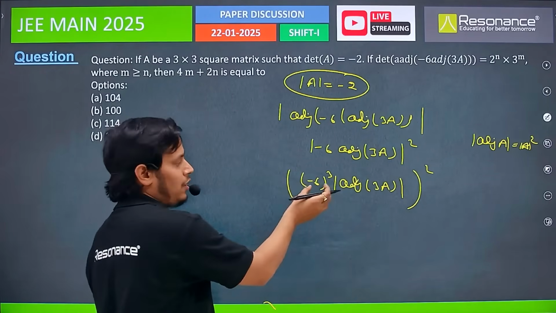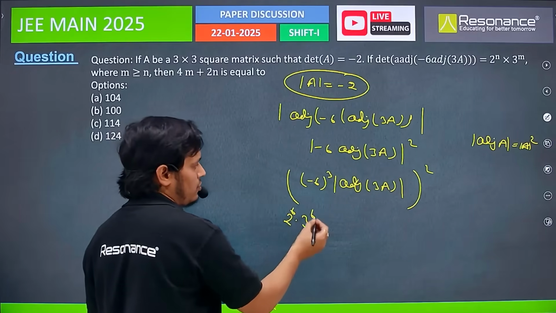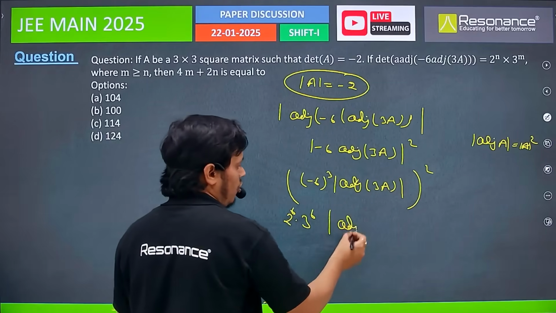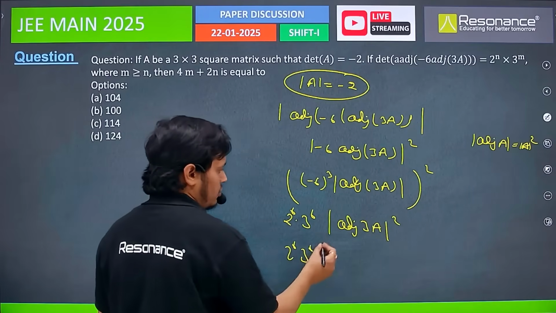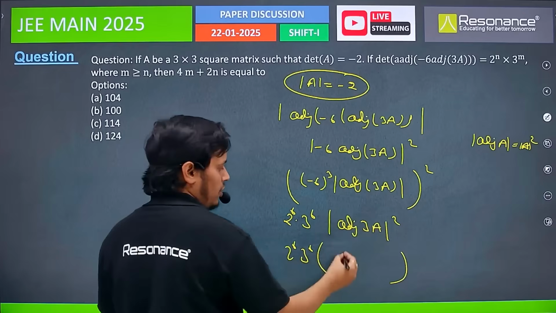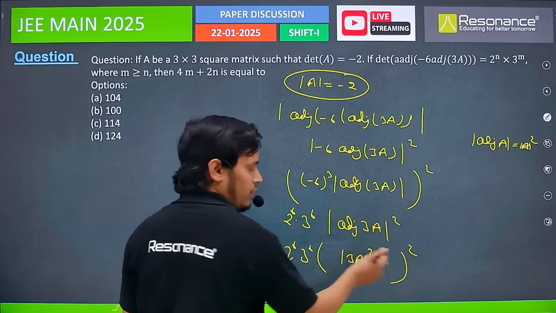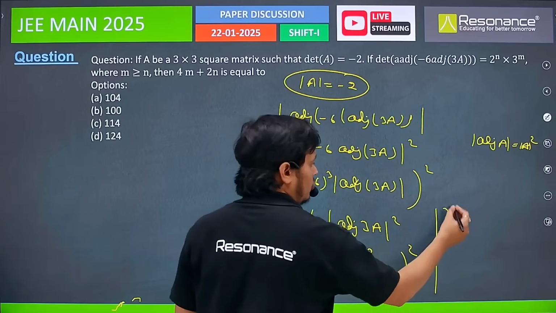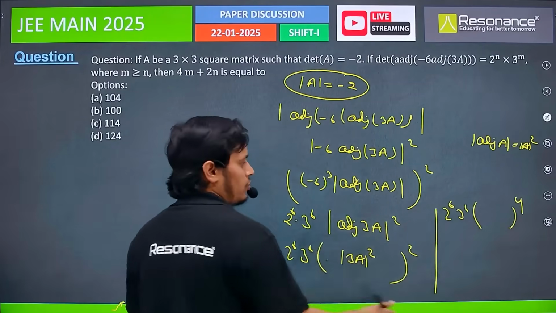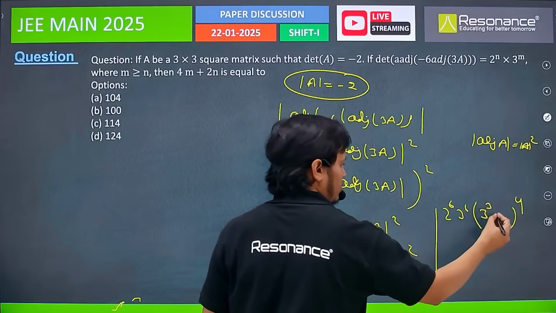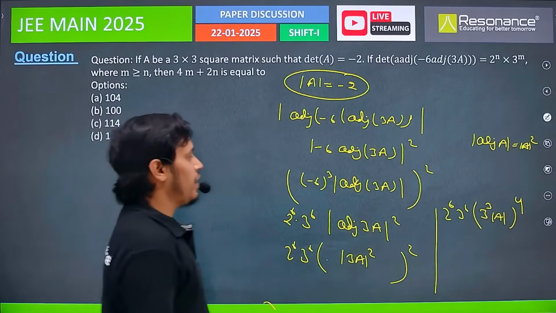Now this is 2 power 3, again you write out, then minus 6 power 6 will come, so 2 power 6 into 3 power 6, then adjoint of 3A whole square. Again the determinant of adjoint of 3A can be written as det of 3A whole square, and already square, total power becomes 4. Then 2 power 6, 3 power 6, total power is 4. Then 3 comes out as 3 power n, that is 3, and determinant of A. Determinant of A is given as minus 2.